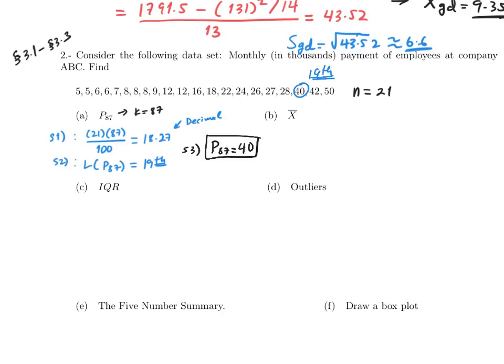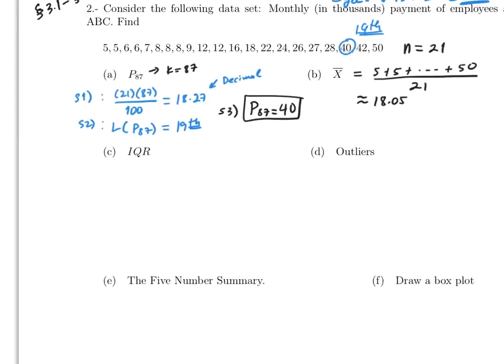Now part B is just asking you to find the average. Remember, to find the average, all you have to do is add all the numbers and divide by the total. So in our case, it will be 5 plus 5. Just keep adding everything until 50. Divide by the total, which is 21, which is around 18.05.